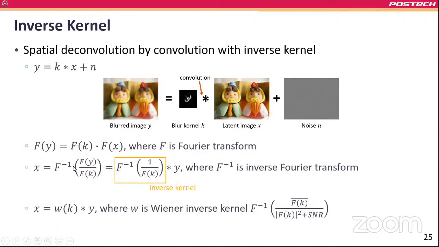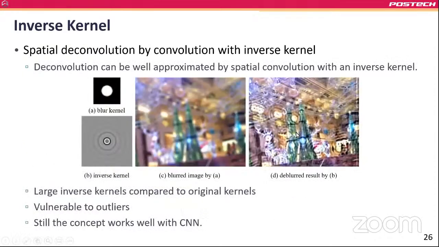That means in terms of the Fourier transform and inverse Fourier transform, we can obtain our desirable sharp image by using this inverse kernel. Using means here convolving this inverse kernel with the input image, right? And this is the inverse kernel. You see that this inverse kernel can be obtained by applying the Fourier transform and inverse Fourier transform. And as you just saw, deblurring or deconvolution can be handled by applying the inverse kernel.